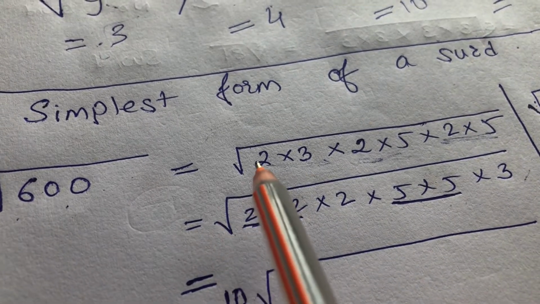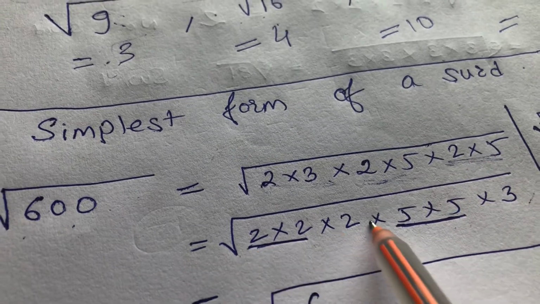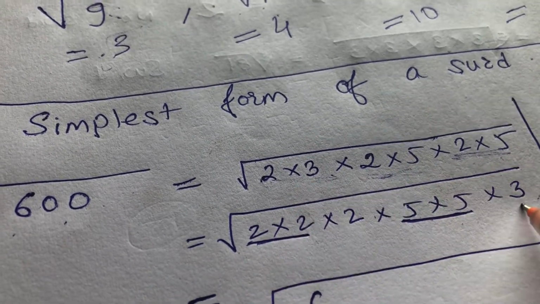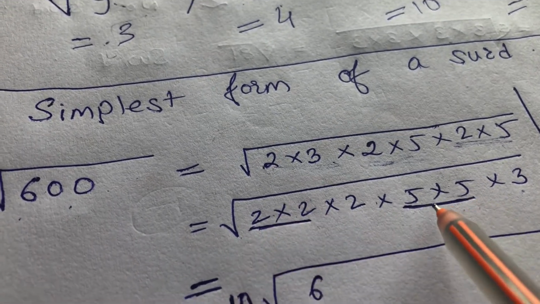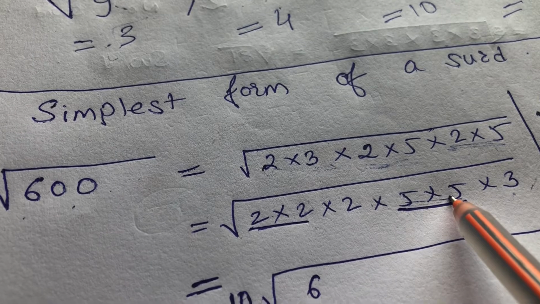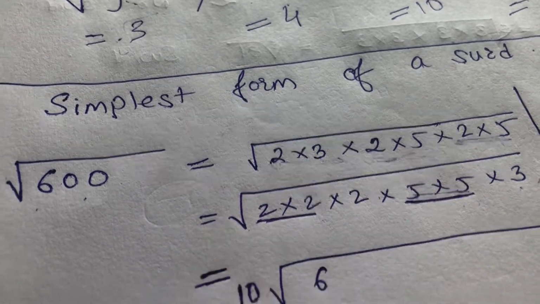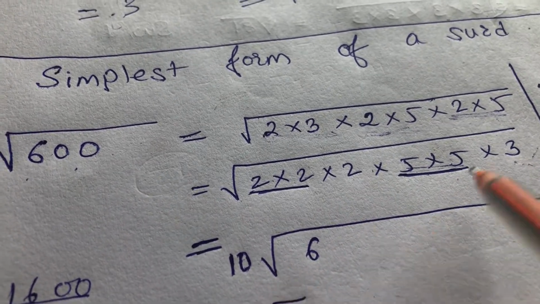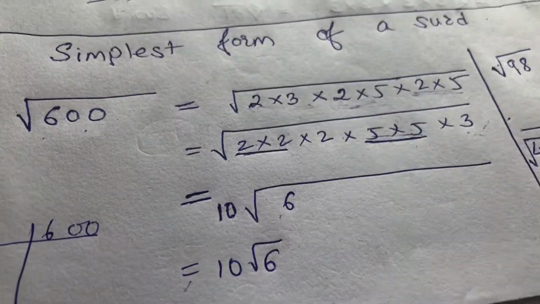Now we write all the similar ones together, means 2 into 2 into 2. So all the 2's together, all the 5's together and this 3 here, okay. Now 2 into 2 will make a group, 5 into 5 will make a group. So the 2 will come out, the 5 will also come out. 2 into 5 becomes 10, and this 2 and 3 together will get multiplied and become 6. So the answer is 10 root 6.